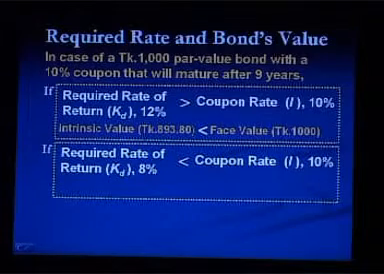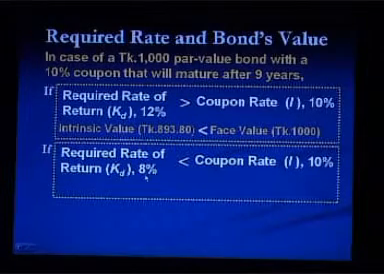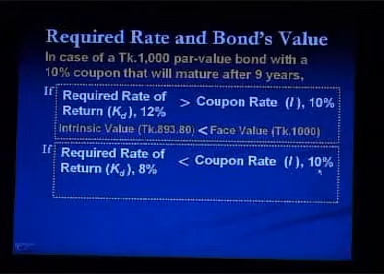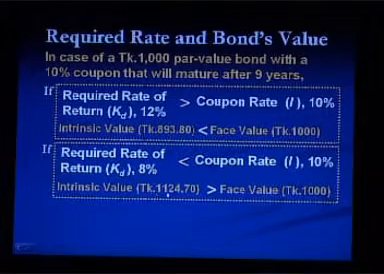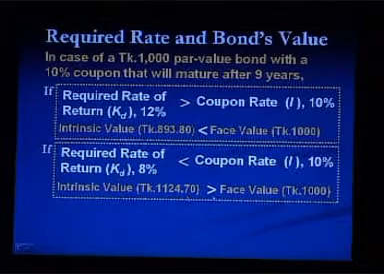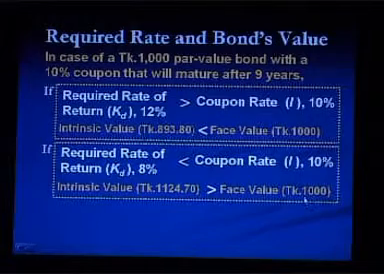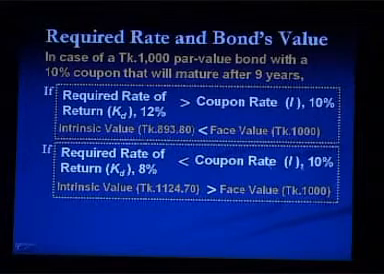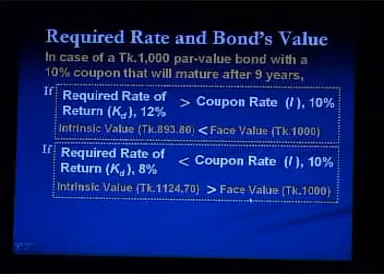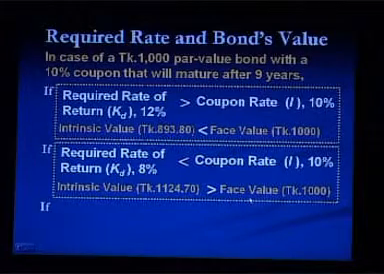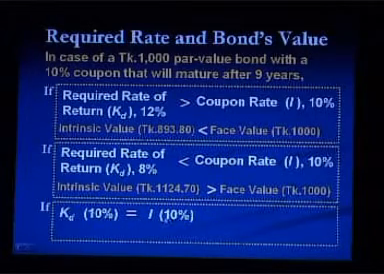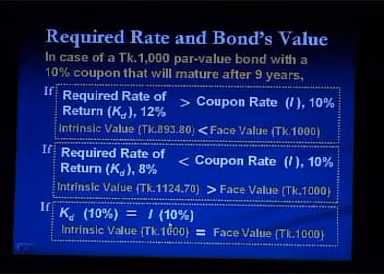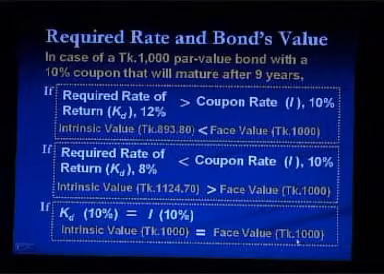On the other hand, if required rate of return KD 8% is lower than the coupon rate I 10%, then we have calculated that intrinsic value is taka 1124.7, that is higher than the face value taka 1000. So, here KD is smaller than I. So, intrinsic value is greater than face value taka 1000. But if the KD, that means required rate of return, is equal to the coupon rate I, then you will find that the intrinsic value will be equal to the face value of taka 1000.